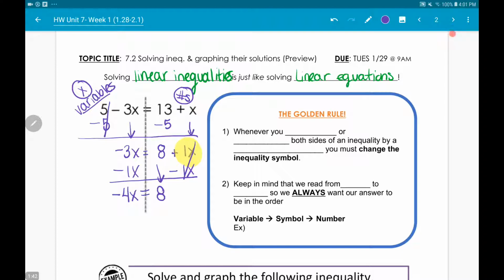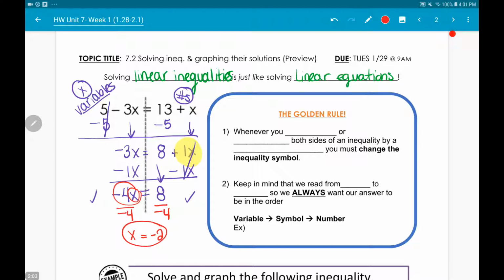All right, now I have variables on the left, numbers on the right, but it's not isolated. So now I use my onion method. How am I going to get it by itself? I need to get rid of that -4. How do I get rid of that -4? I divide. All right, so I get x equals -2.